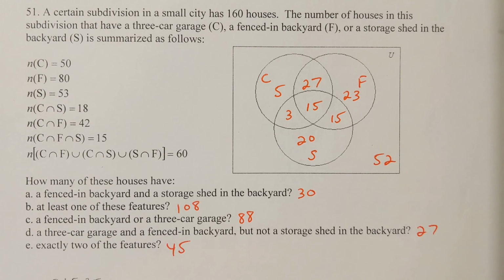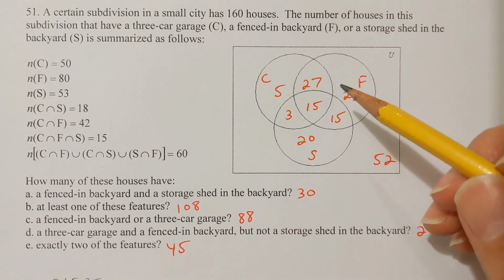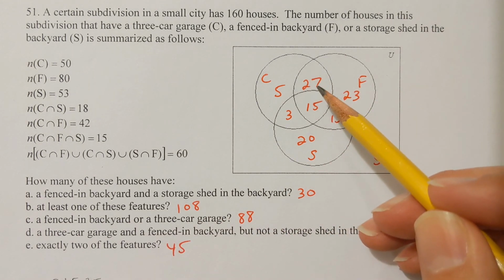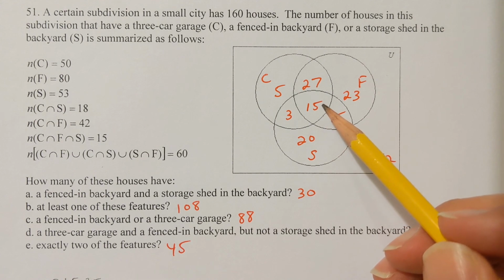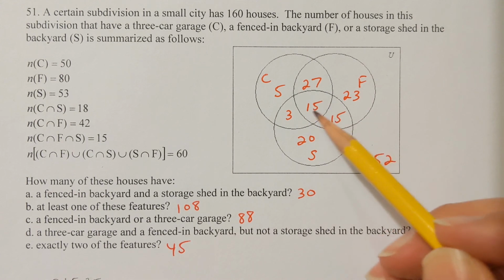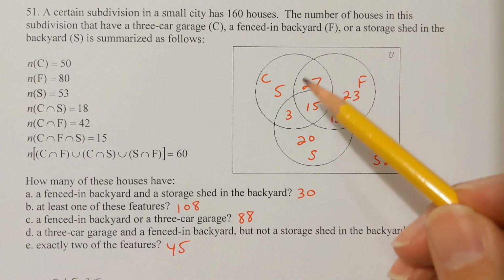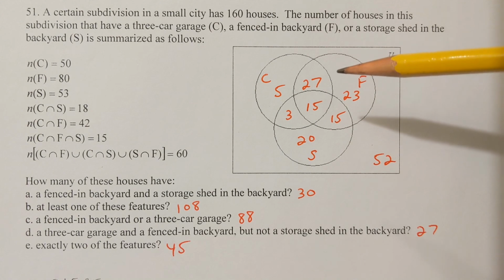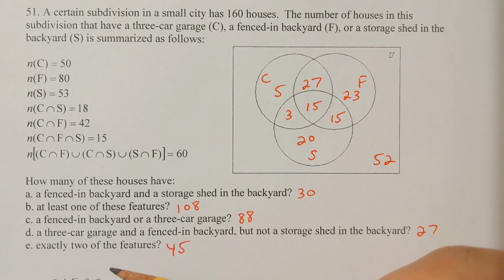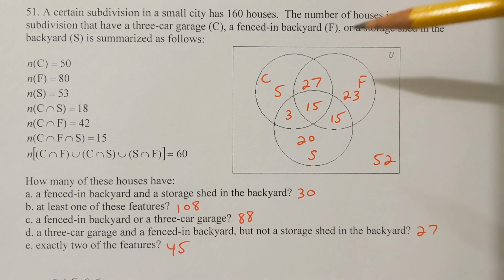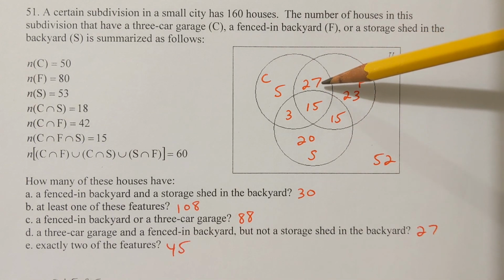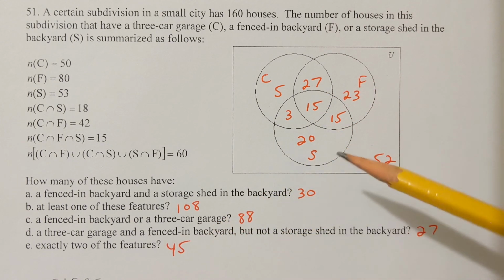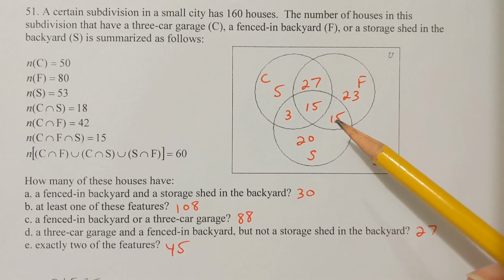So that'd be a 3-car garage and a fenced-in backyard, but not a storage shed in the backyard. I'm eliminating these 15 there, so 27 total is going to be the answer there. Part E, how many have exactly 2 of these features? Well, I'm going to take 27 plus 3 is 30, plus 15 is 45 have exactly 2 of the features.